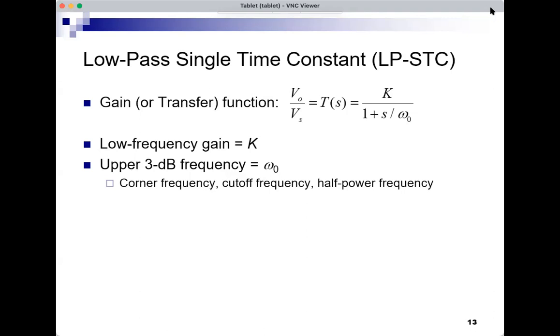There are other terms that we may use and you may see. Omega 0 is also called the corner frequency, or the cut-off frequency, or the half power frequency, or the critical frequency. It has several names, but they all refer to this omega 0. So it's the important frequency for the transfer function for the low pass filter.